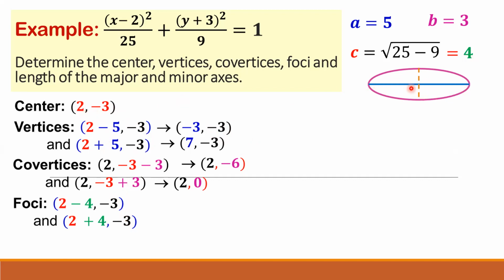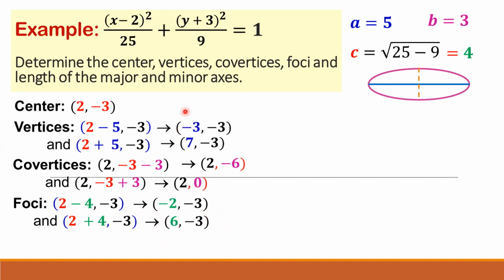Okay, we move along the axis. Here on the blue line segment, this is the major axis. Okay, 2 minus 4 if going left, and then on the other side, 2 plus 4. So 2 minus 4 is -2, -3. 2 plus 4 is 6, -3. So those are your foci.